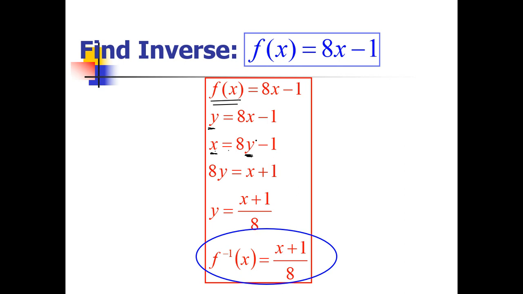Now, sir, paano natin yan hahanapin? This positive 1 will be transposed on the other side. Okay, kaya po magkakaroon tayo ng x plus 1 is equal to 8y. Okay, pareho lang po yan dito. Okay, 8y is equal to x plus 1. X plus 1 is equal to 8y. That is just the same. Now, hahanapin natin si y.